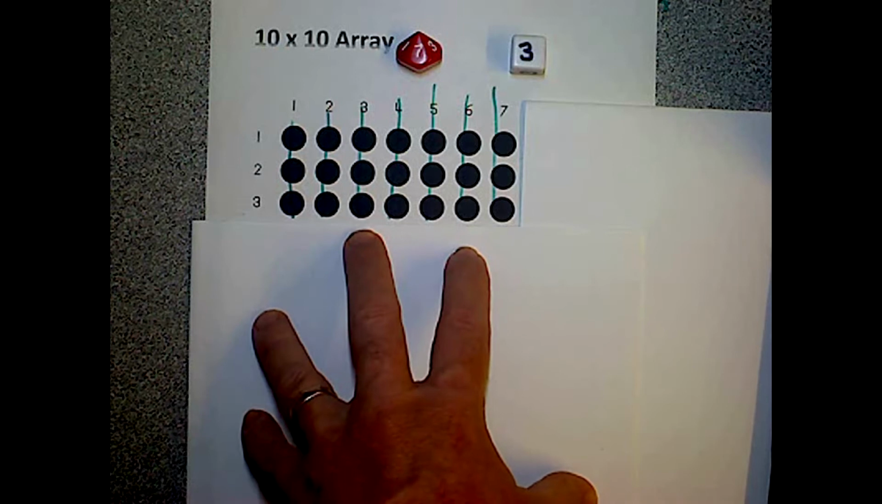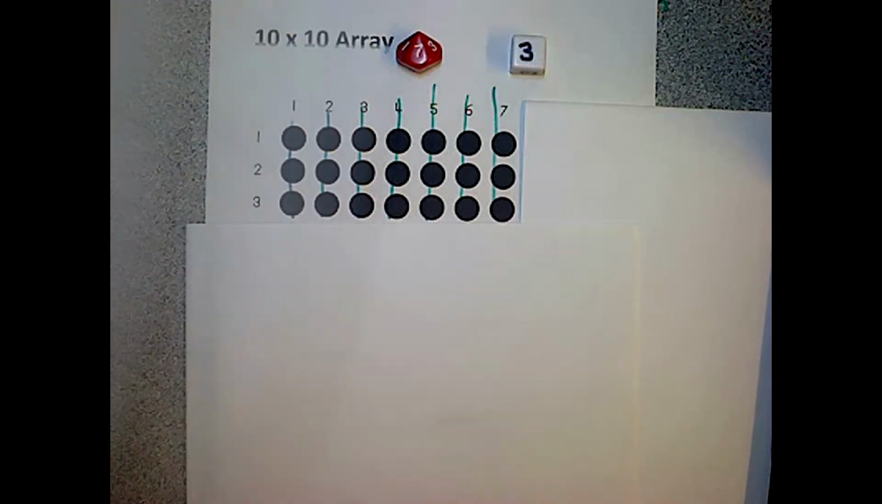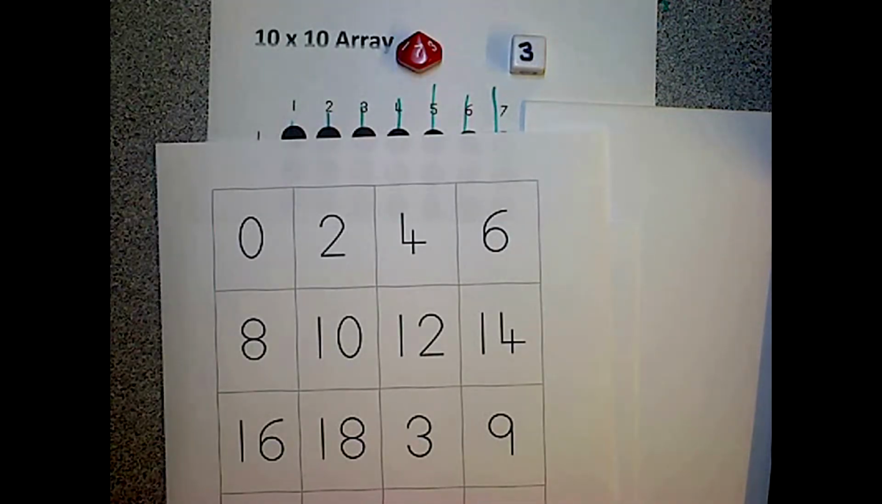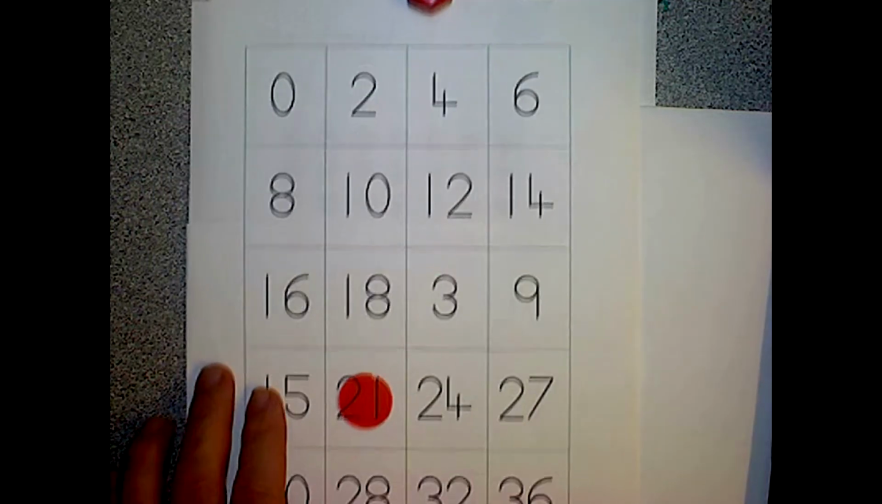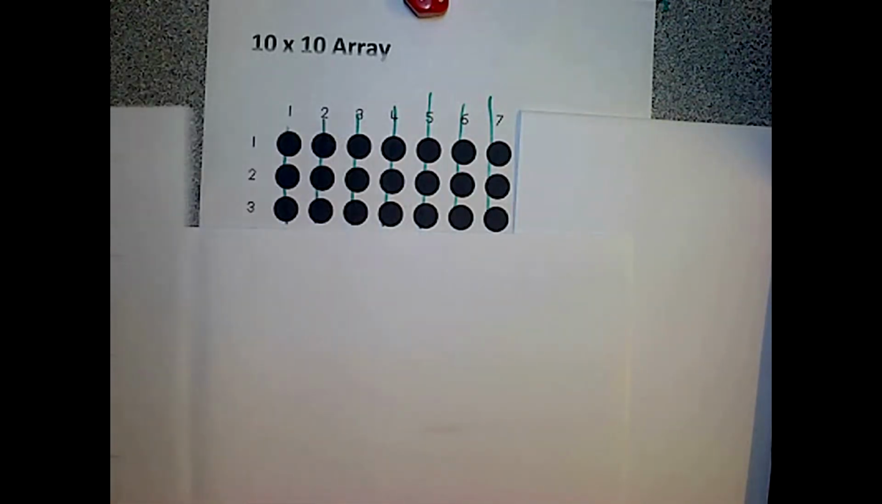Once the students have determined how many dots there are, they then locate that number on their bingo sheet. In this case, there are 21 dots, and so a counter is placed on the 21 on the bingo sheet. Students continue rolling the dice and working out how many yarata, how many dots there are altogether, and filling in the bingo sheet.